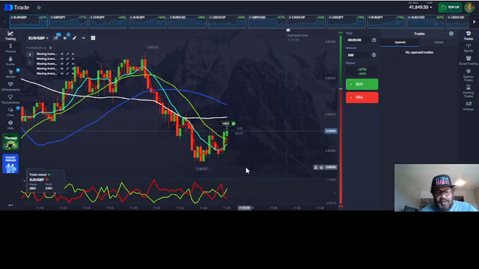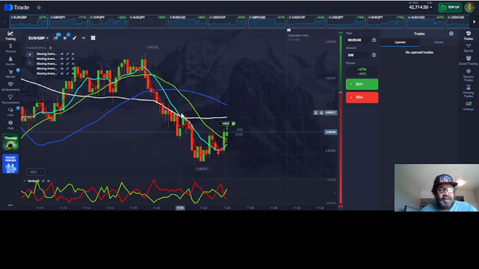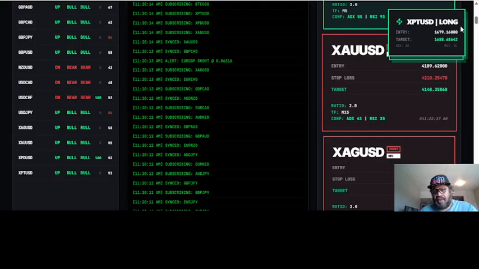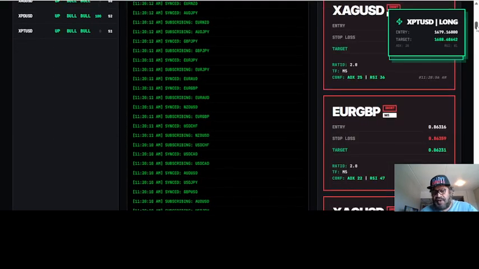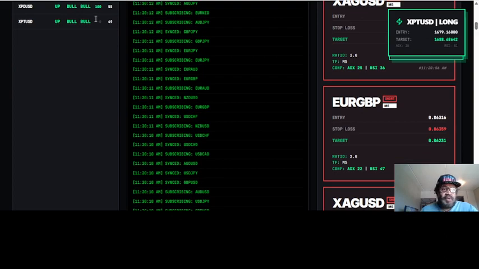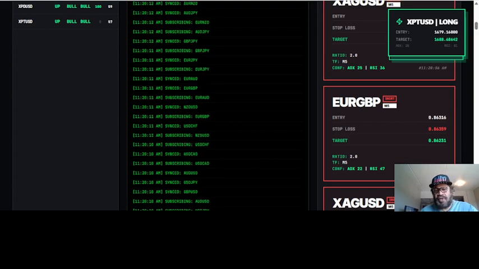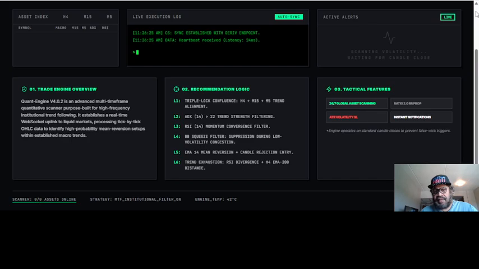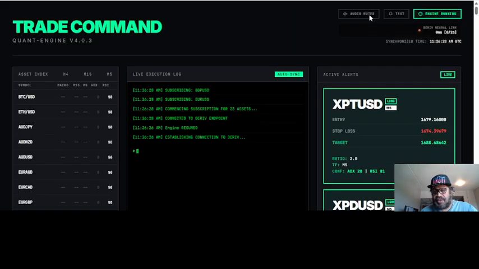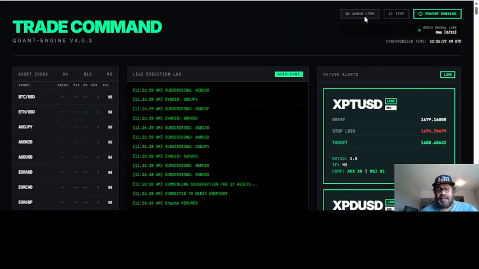Let's wait for it. Okay, so that trade was in the money here. All right, that was the Euro Great British Pound currency pair, the signal that was generated right here. So what I'm going to do is reload the Trade Command Quant Engine bot, and when a signal appears, I'll come back and take the trade.